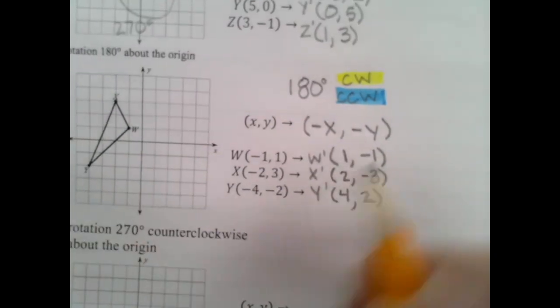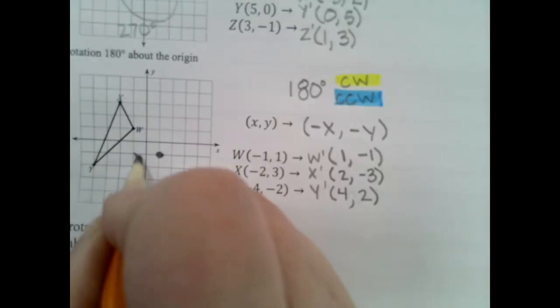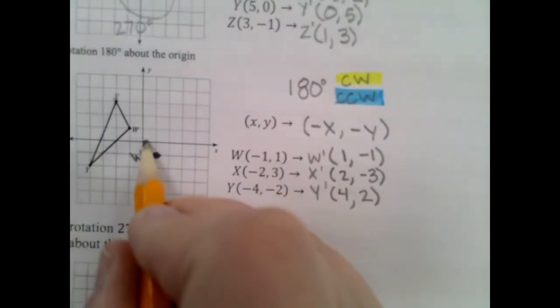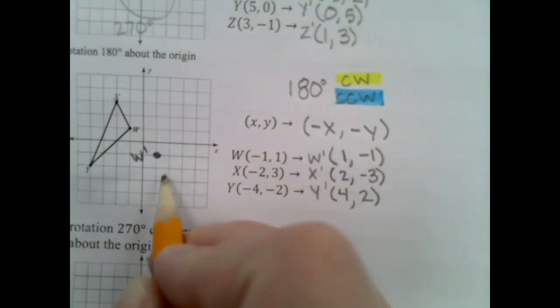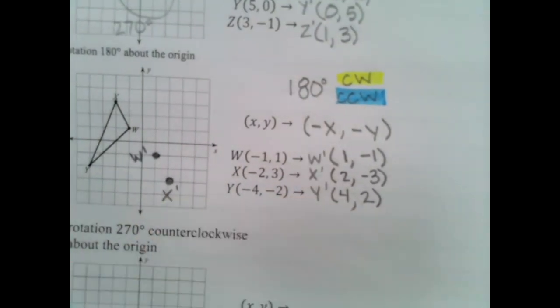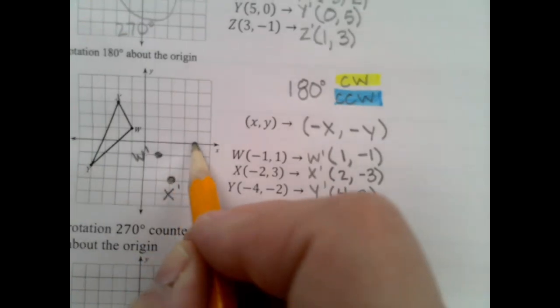All right, so 1, negative 1 would be right 1, down 1. 2, negative 3, so right 2, down 3. And 4, 2, so right 4, up 2.